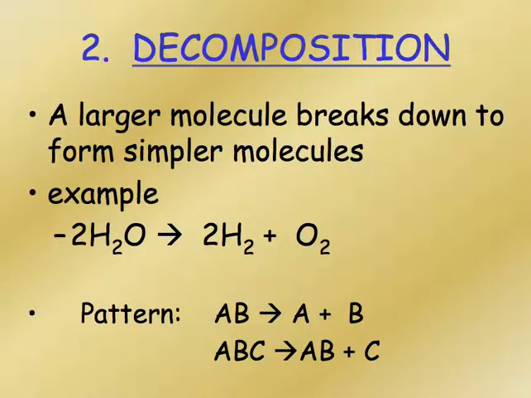When we look at decomposition, we see we have one reactant and it makes two or more items. So it's one reactant, one compound breaking down to form two or more elements. So our water is a single compound and we are making hydrogen and oxygen. We are making two things. So the key there is only one reactant.